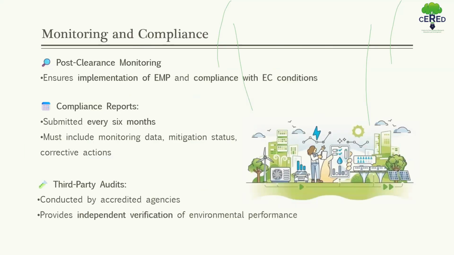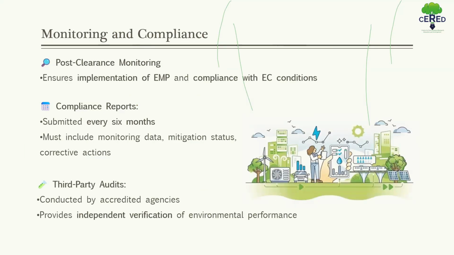Now next is monitoring and compliance. So what happens in monitoring? Post clearance, when you get the EC, the project proponents submit six-monthly compliance reports, which is important after the grant of EC. Implementation of the EMP is monitored and verified through third-party audit to ensure environmental promises are being kept, which is a compliance of our EC report.